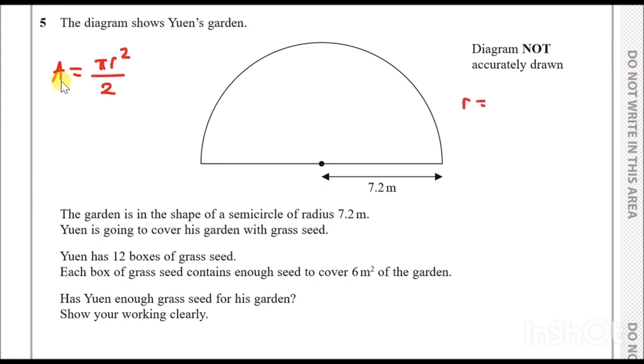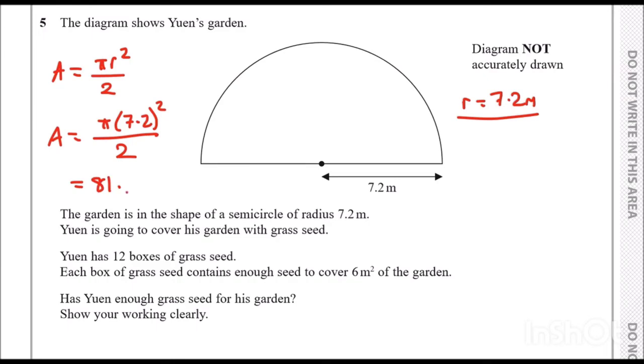We know that the radius is 7.2 meters, so we're just going to plug in 7.2 for r. So our area is actually going to be pi times 7.2 squared all over 2. Now, when you put this in a calculator, guys, you should get an area of about 81.43 meters squared. Now, we know that UN has 12 boxes of grass seed, and each of those box has enough seed to cover 6 meters.